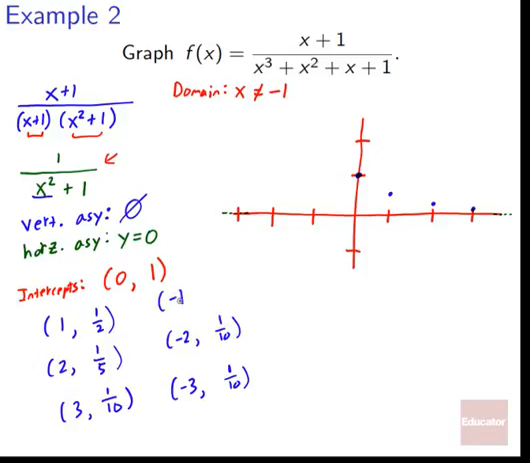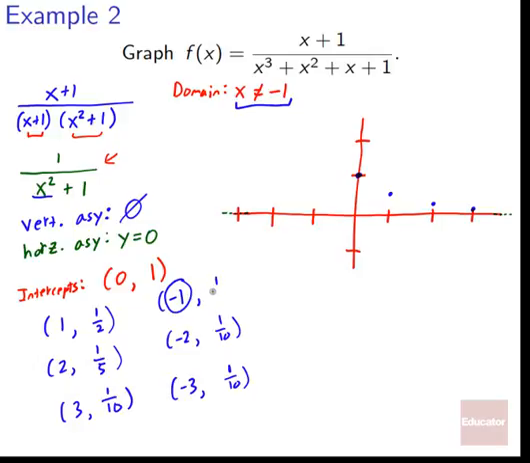And negative 1, oh wait a second, domain x is not allowed to be negative 1. So negative 1 is actually a hole. It's going to be a location where you can see where it would have gone, but we're going to have to denote it with a hole because it's not actually allowed to show up there. It's allowed to be very close on either side, but at negative 1 precisely, it's technically forbidden.